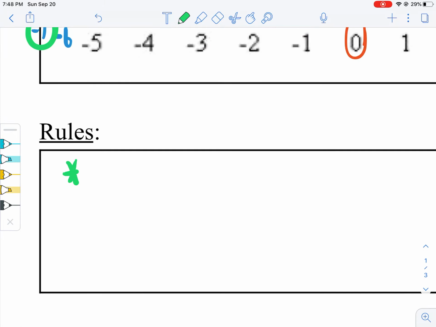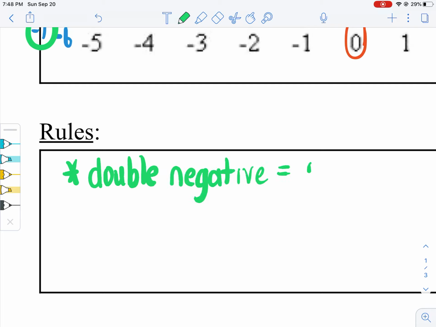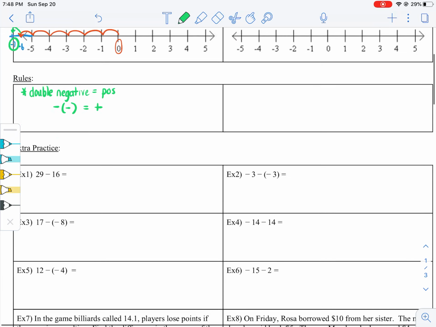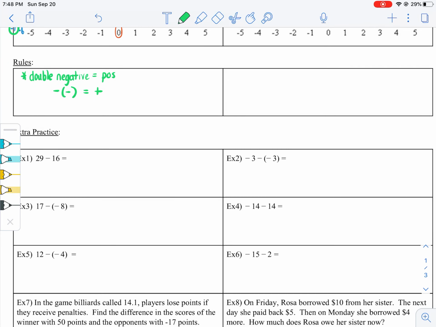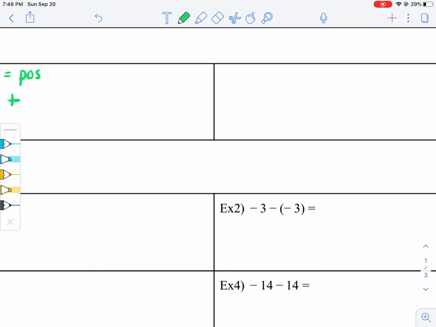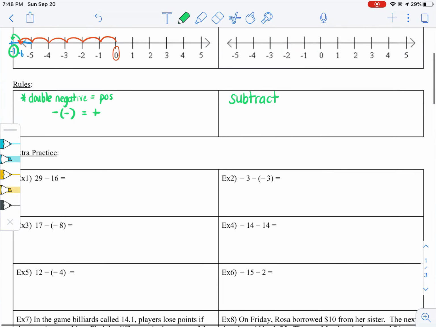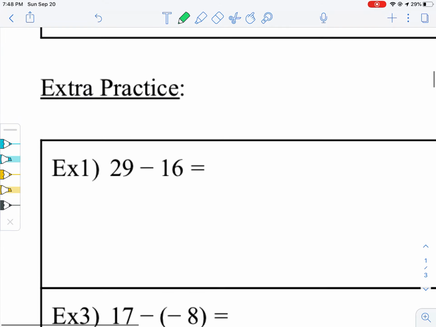So our first rule that we learned is when we have a double negative, we make it positive. And it must be right in a row like this. Double negative like that equals a positive. Okay? Our second rule is we can make any subtraction question an addition question by adding the opposite. So we learned that already, and I'm going to apply that rule right now.